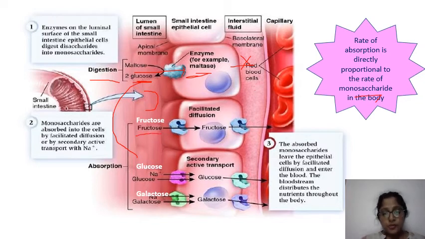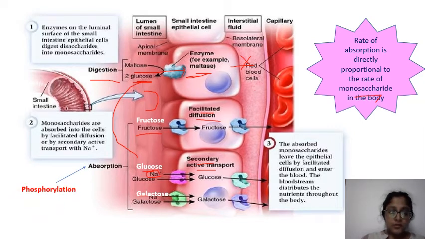Fructose, due to the presence of a ketone group, will be absorbed by facilitated diffusion. Facilitated diffusion means it will be a passive diffusion process, but there will be a need for a carrier. Whereas glucose and galactose are absorbed in a similar way because both of them have the aldehyde group, and they use secondary active transport. They are transported with the help of sodium. As you can see in this picture, there is sodium carrying glucose and sodium carrying galactose across the interstitial fluid into the capillary.